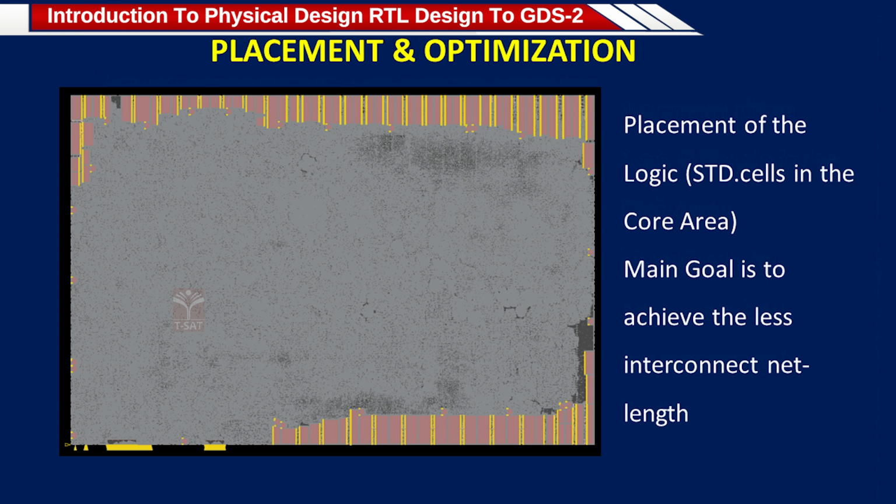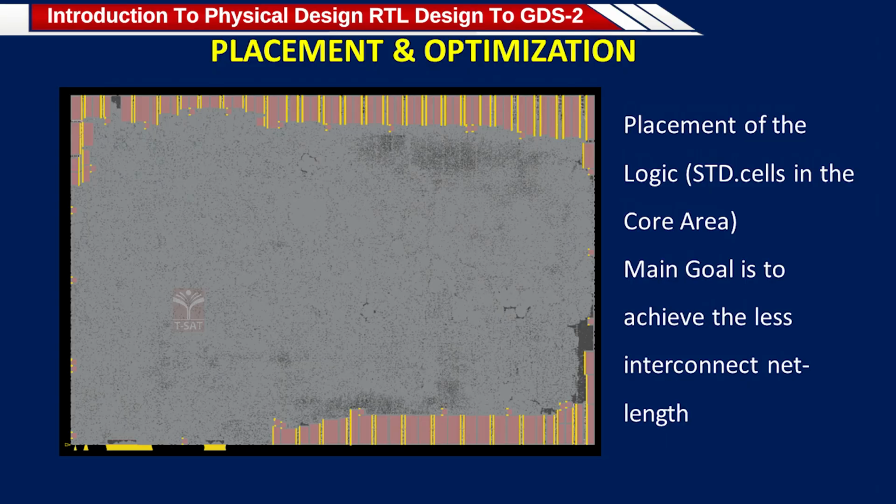If you want to get the better placement, then your floor plan must be good. By following all the floor planning guidelines, if you come up with a good floor plan, then you can see the better placement and optimization. After placement of the standard cells, you may see violations like timing violations, transition violations and congestion. One more topic, congestion. I will explain what we mean by congestion.